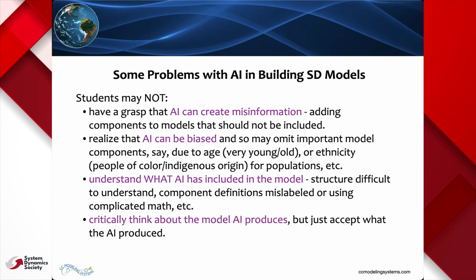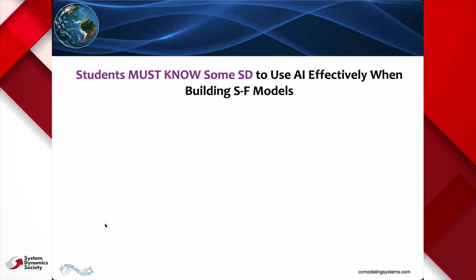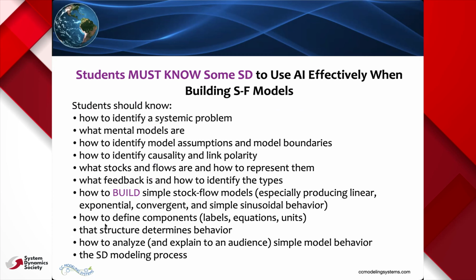And because AI gave it to them, they may just accept what AI produces, which is a really bad habit that we want to try to avoid. So, students must know some system dynamics to use AI effectively. These are the kinds of things that even before they start, how can they critically analyze a model if they don't know anything about system dynamics?